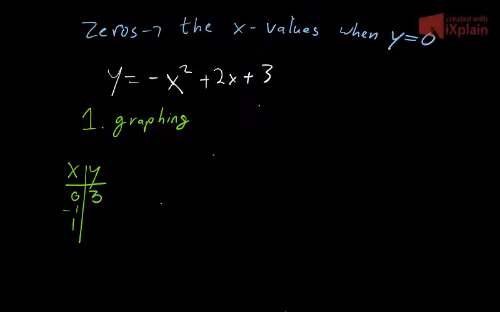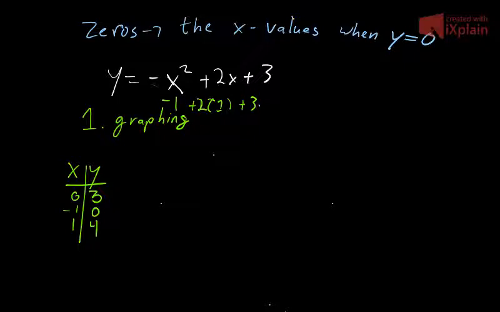If I plug in negative 1, negative 1 squared is 1. That's negative, so I end up with negative 1 plus 2 times negative 1, which is negative 2 plus 3. Look at that, that's going to be a 0. And at 1 here, I will have negative 1 squared, which is negative 1, plus 2 times 1, plus 3. Negative 1 plus 2 is 1, plus 3 is 4. This is getting a little bit interesting.